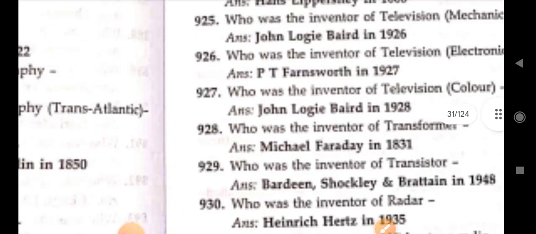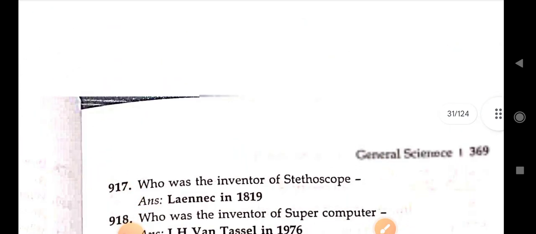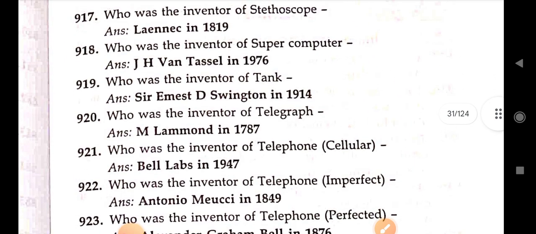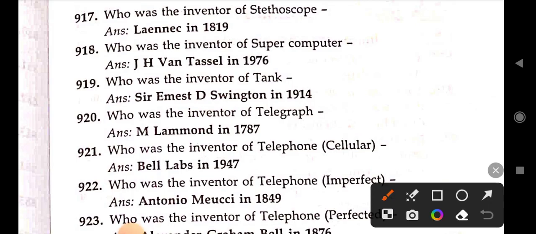Next, who was the inventor of stethoscope? Laennec in 1819. Who was the inventor of supercomputer? J. H. van Tassel in 1976. Who was the inventor of tank? Sir Ernest D. Swinton in 1914.